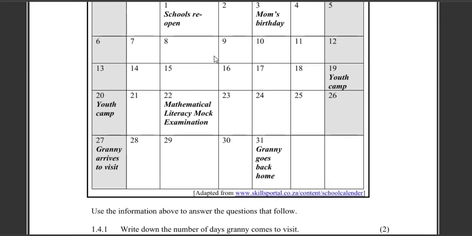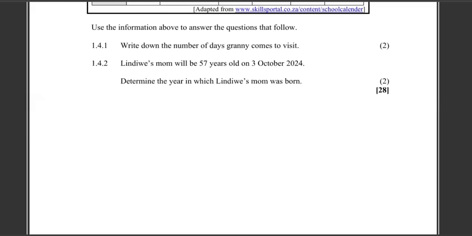So we are saying on the 27th, she arrives. Isn't it that it could be 1, 2, 3, then 4? Because here she leaves, she goes back to the village. So we count from the day she came in. So they are 4 days from the day she arrives.